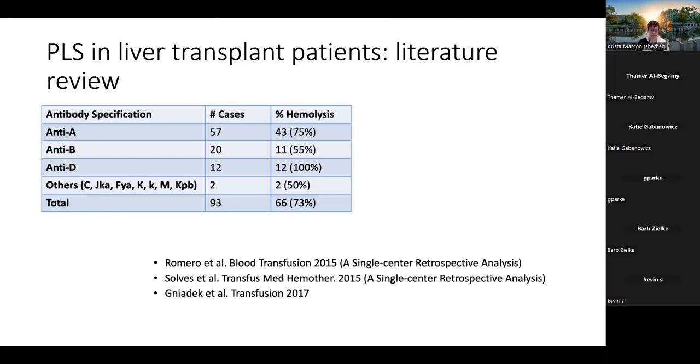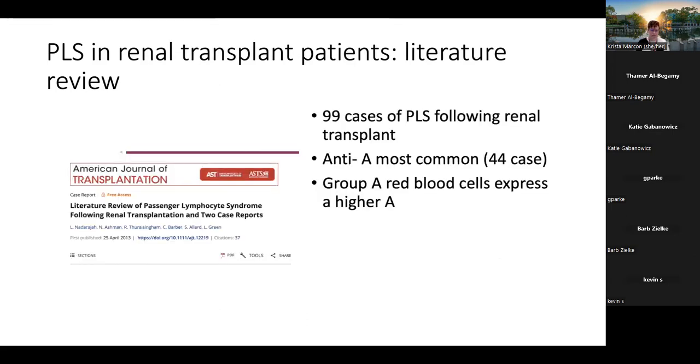Not surprisingly, anti-A and anti-B are also the most common in PLS, followed by anti-D. And there was also a 99 case study, or 99 cases from the literature, that occurred after renal transplant, with a median time of onset of hemolysis within 17 days post-transplant, ranging from 5 days to 3 months.